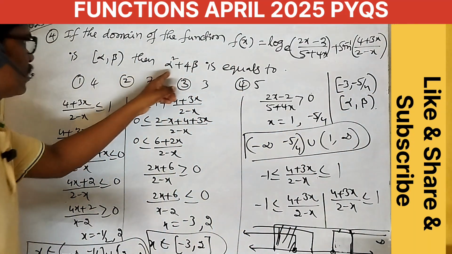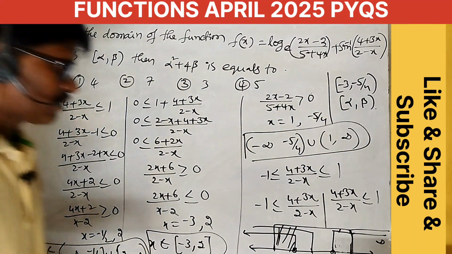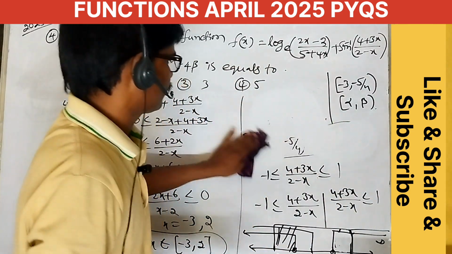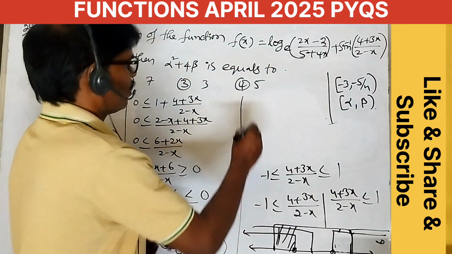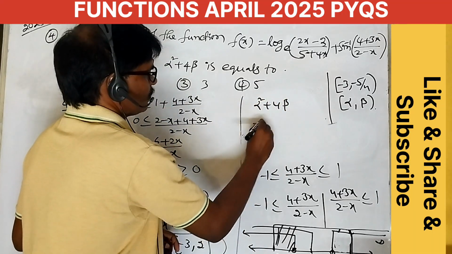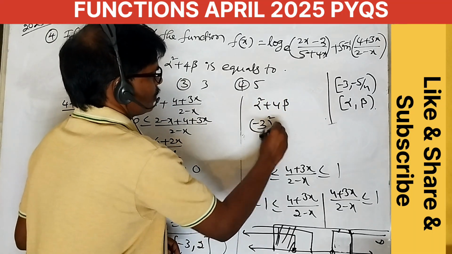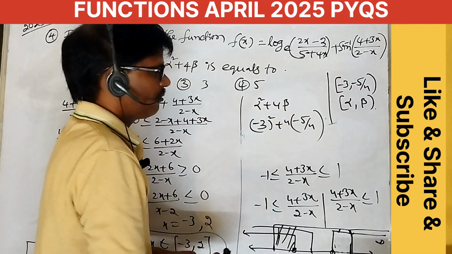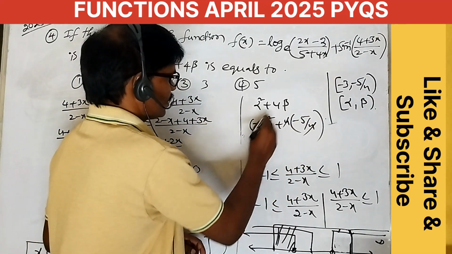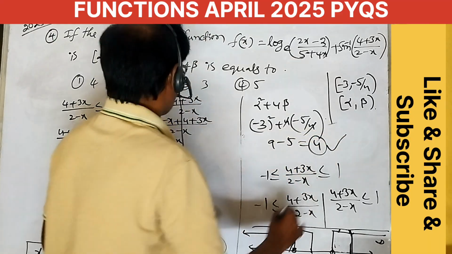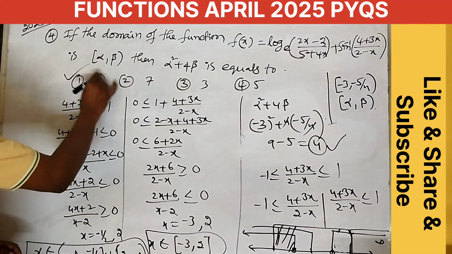What is the question asking? Alpha square plus 4 beta. Alpha square is minus 3 whole square, plus 4 into beta, which is minus 5 by 4. The 4 gets cancelled. 3 square is 9, minus 5 equals 4. That is our answer. Option 1 is correct.